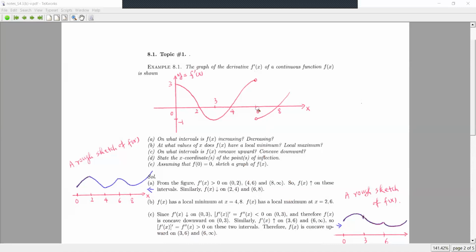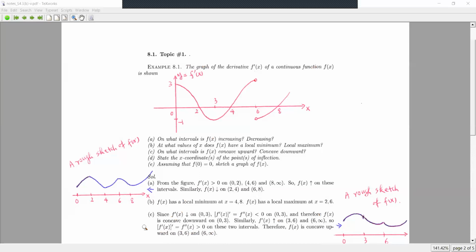Similarly, from 6 to infinity, the curve is increasing. So the derivative on this curve is positive. The derivative on this curve is the derivative on this guy. The derivative on this guy is the second derivative of f, positive. So over this interval, the function f is concave up.